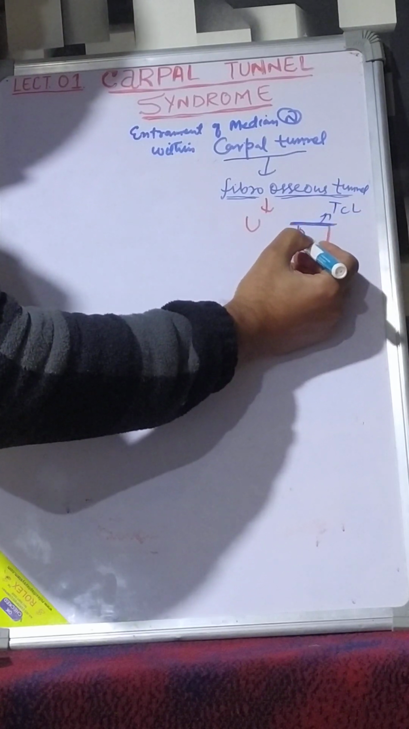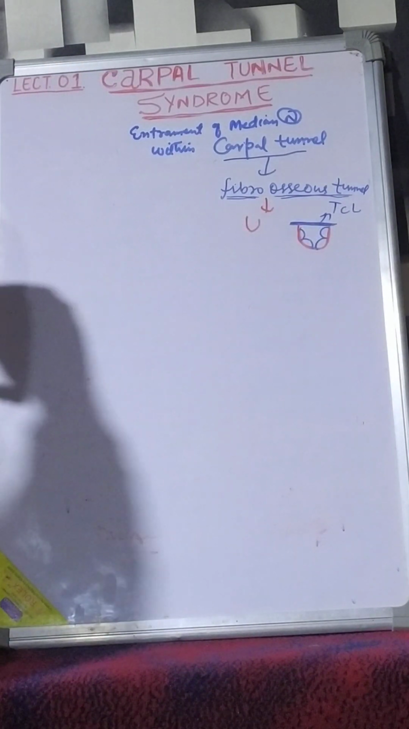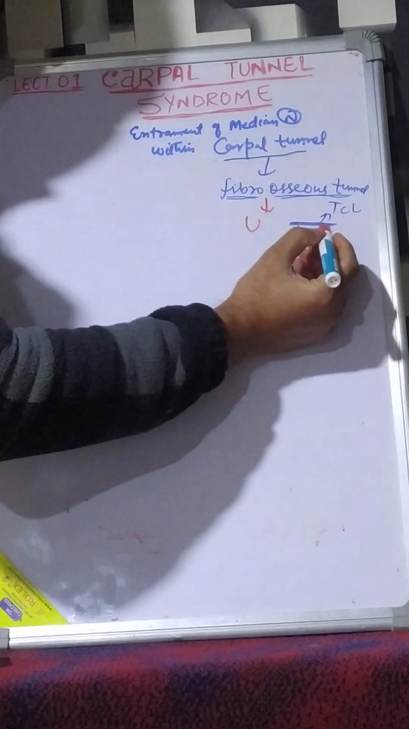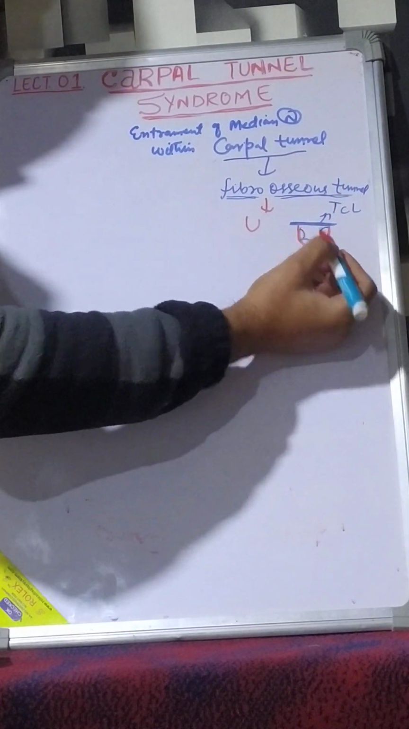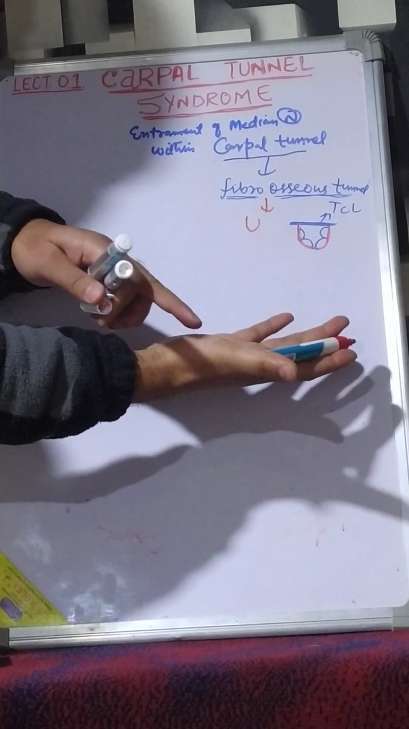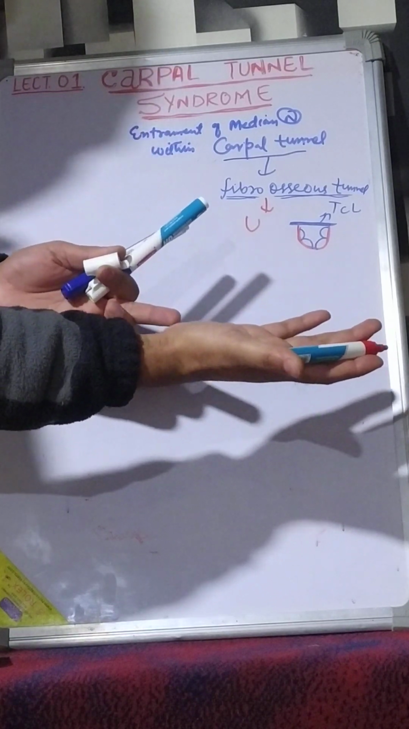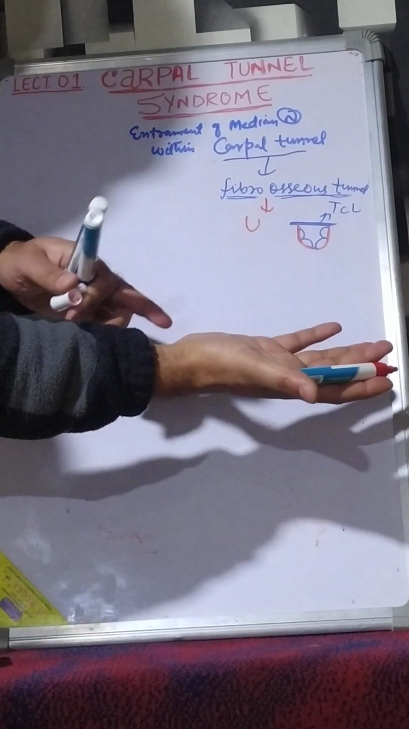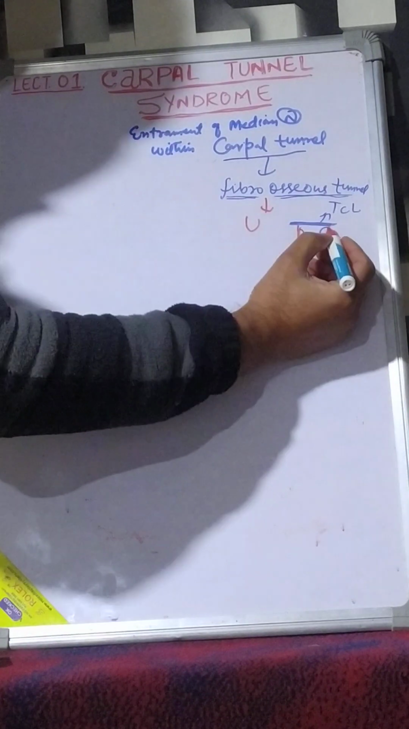This base is formed by the carpal bones. On the lateral side, there are two bones from proximal to distal: scaphoid as well as trapezium. And on the medial side, or the ulnar side, there are pisiform and the hamate.